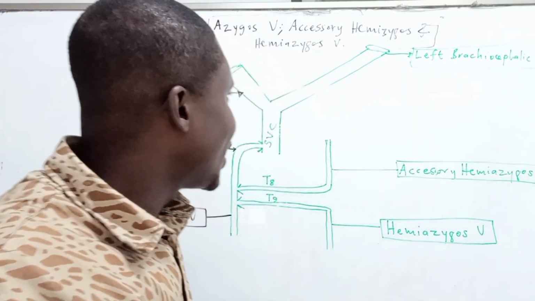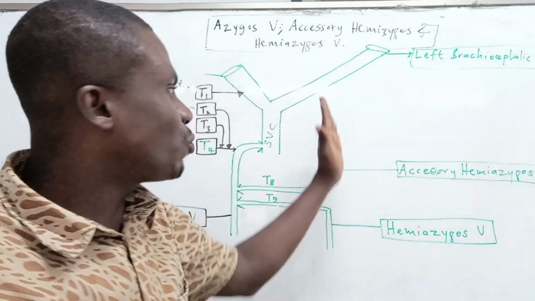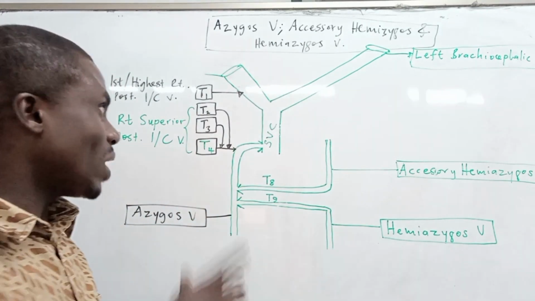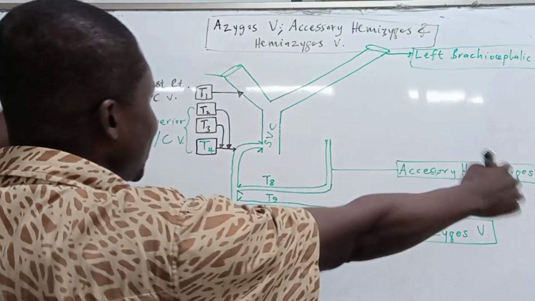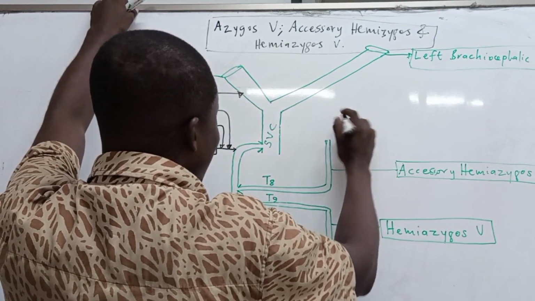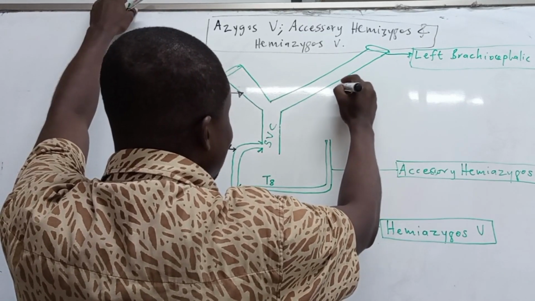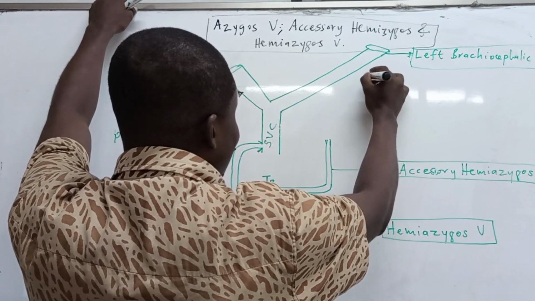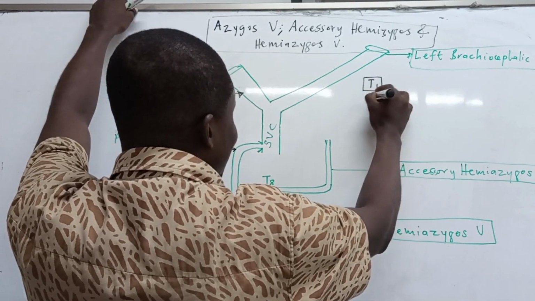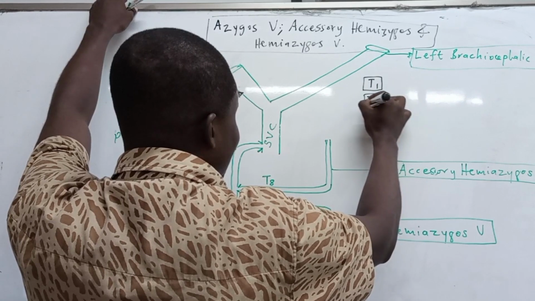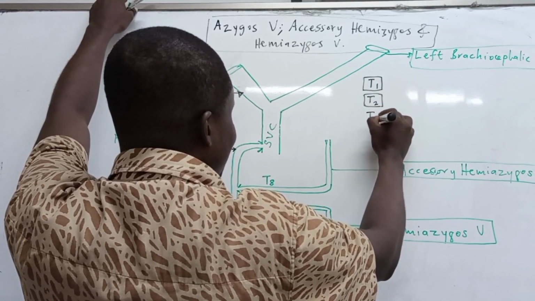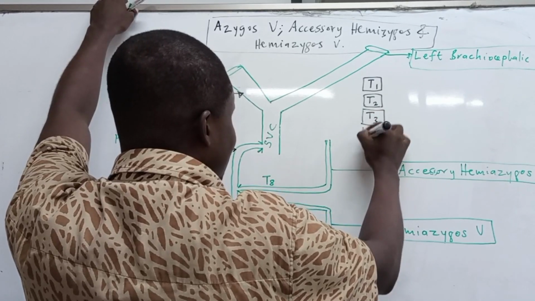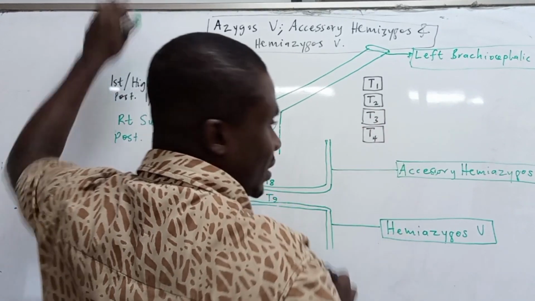Good. Now, having looked at that, how about towards the left side? Is there any variation with regard to the left side? Yes, you have to understand these things. Toward the left side, let me nomenclate it the same way. I will have my T1 over here, T2 over here, T3, and then of course T4. These are the left posterior intercostal veins.